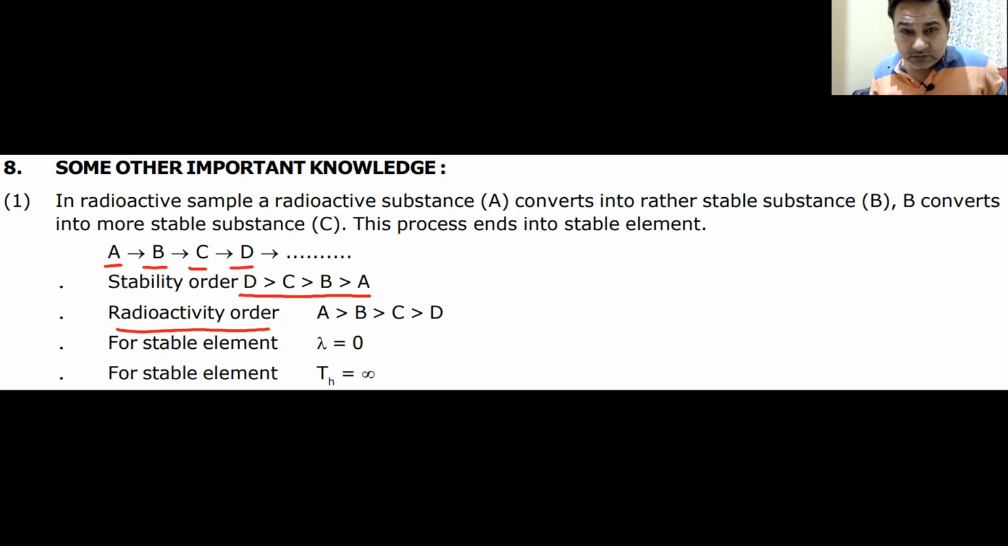Radioactivity order, the order in which they will decay, the rate at which they decay: A will be decaying fastest, then B, then C, then D. Do we understand this? Yes, sir. Whenever we end up with a stable nucleus, lambda will be equal to 0, and its half-life will be infinite. Do we understand this? For a stable nucleus, half-life is infinite. It will never decay. It will just remain like this.